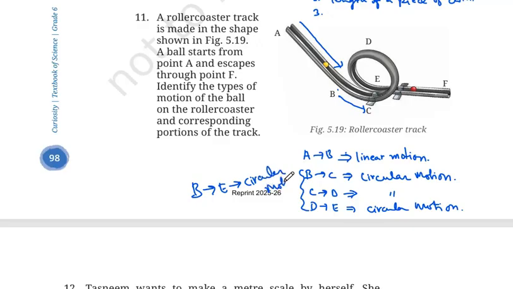Instead of breaking it into so many, we can simply write starting from B, ending at E, it is circular motion. Now from E to F, again it is in a straight line. So E to F is linear motion again. All right. So think and apply. Observe, think, apply.